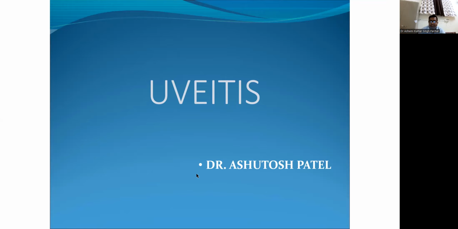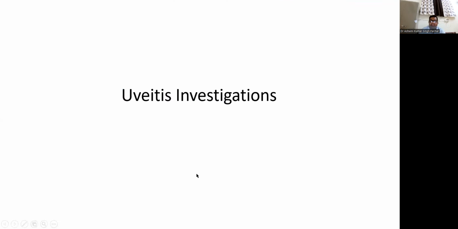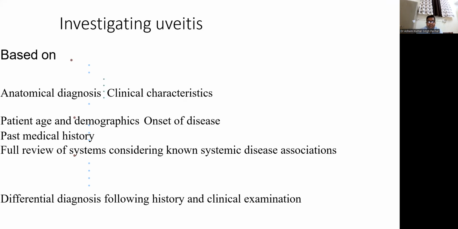So I have mentioned that uveitis has several, multiple etiologies. Based on the etiology, we have to do the particular investigation to identify the condition, and the treatment will be according to the diagnosis. So we have to do the investigation based on anatomical changes. The anatomical diagnosis will be based on the clinical characteristics. We have to assess the patient's age, demographics, and onset of disease.